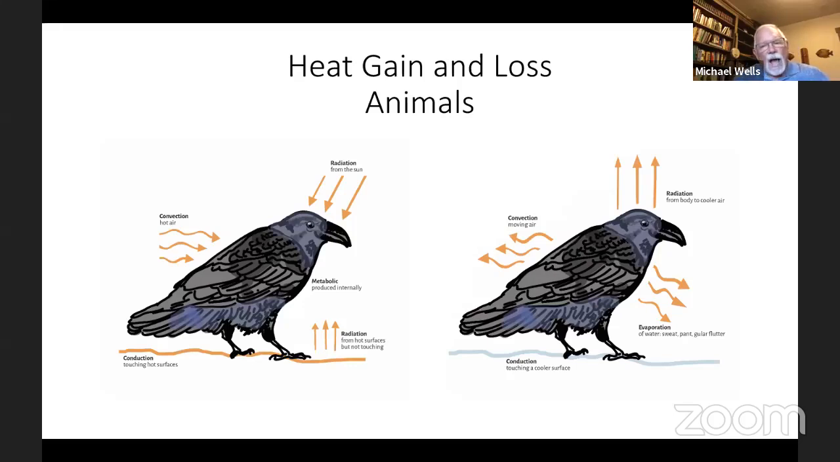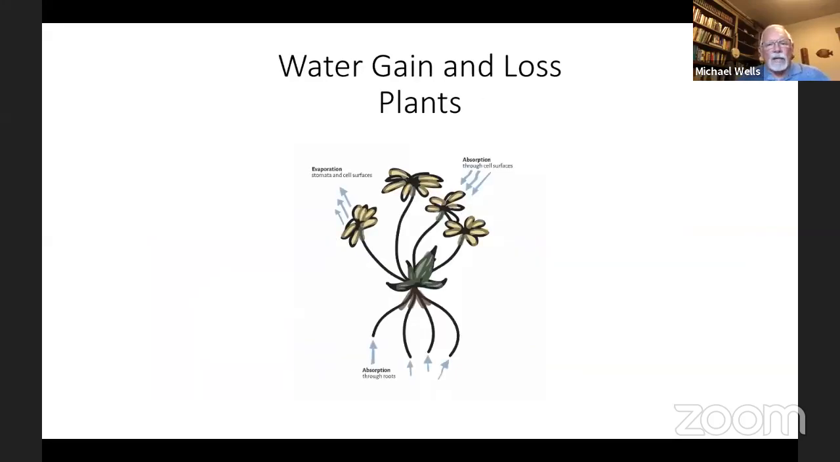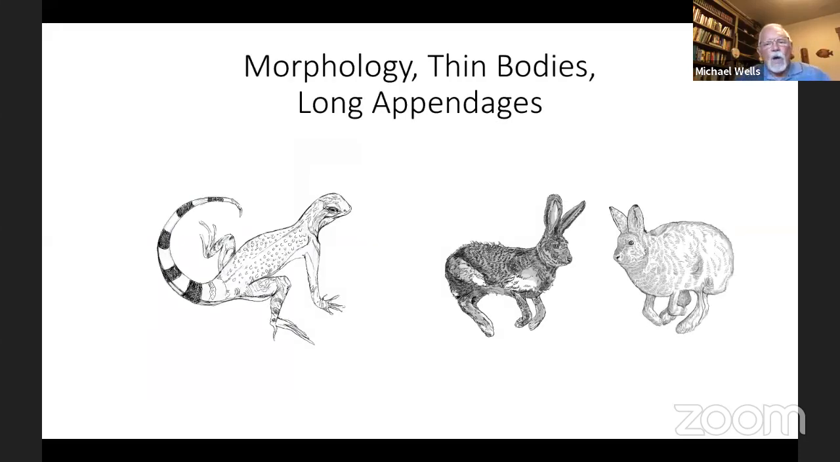We also talk about how plants and animals survive in the desert. For instance, this is a little diagram, an infographic of how animals absorb and also get rid of heat. We also talk about water gain and loss in plants. And then we talk a bit about how animals are adapted to the desert environment. Desert animals tend to have long, slender bodies and long, slender appendages. Also, closely related animals that live in the desert, as opposed to those that live in other places, tend to have less mass in their bodies.